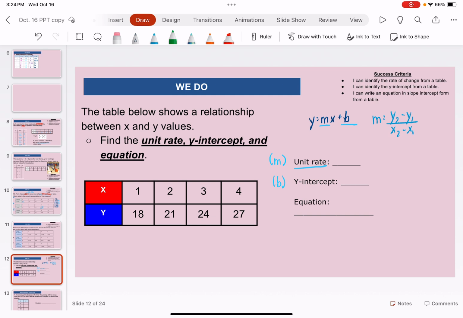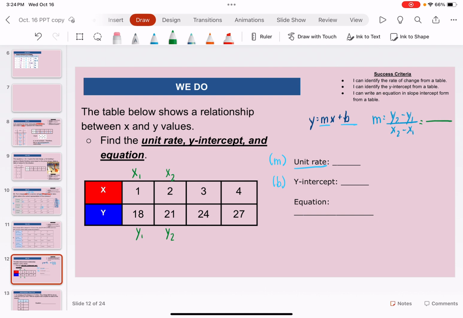Okay, so I like to use the first 2 points that I see that are positive. So we have 1 right here, I'm going to label that x1 because it's our first x coordinate. The 18 is going to be y1 because it's our first y coordinate. Then we have 2 is going to be x2. It's our second x coordinate. 21 is going to be y2. It's our second y coordinate.